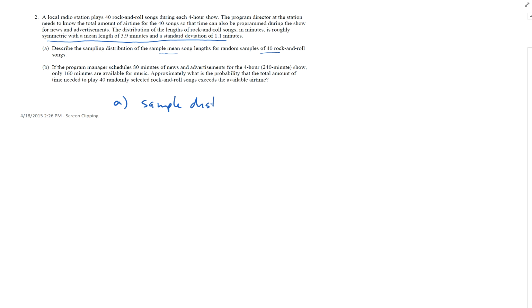Sample distribution. That's what we call the X bar distribution. Okay, and now when it says describe the distribution, do you remember? Describe the distribution. SOCS. Shape, outliers, center, spread. Okay, well, let's first of all talk about the sampling distribution.